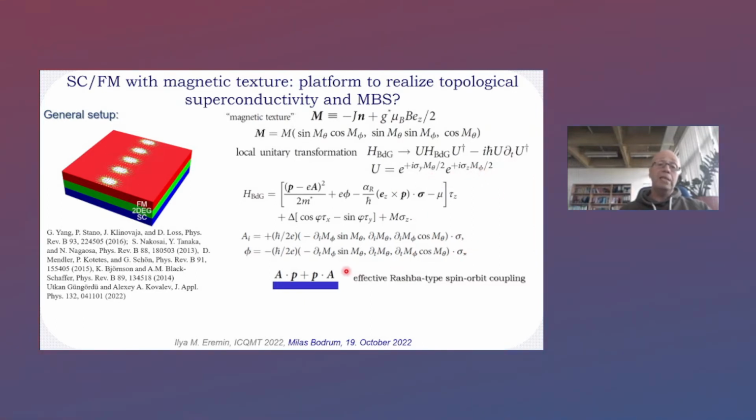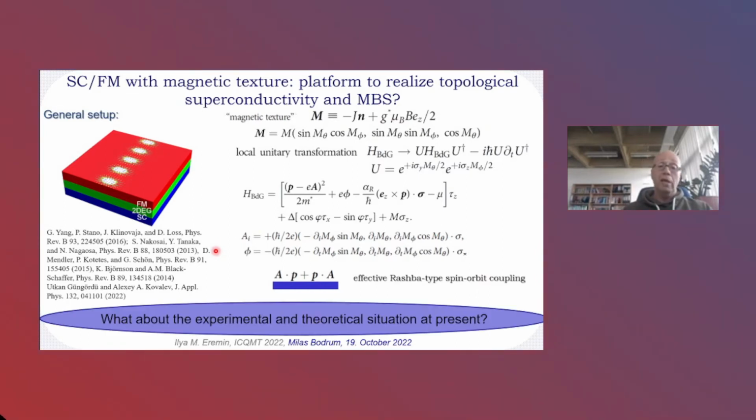And you can see that by doing this simple transformation, having a Zeeman-type interaction can be mapped back, so to speak, into the effective Rashba type of spin-orbit coupling. And then if you tune some parameters again, the hope was that you can again realize Majorana bound states and topological superconductivity in the proximity between both.